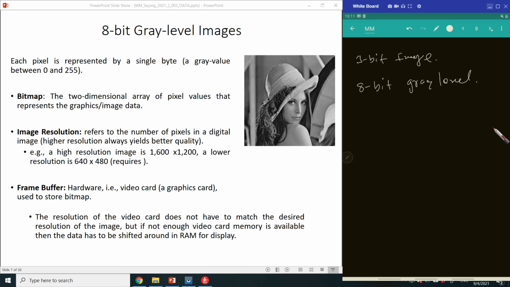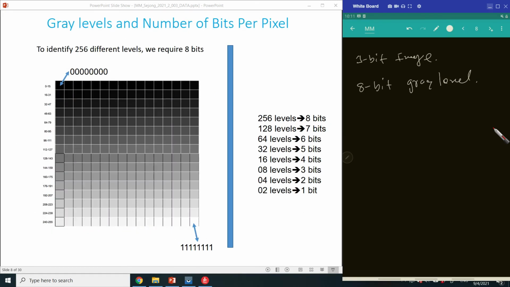So that we understood. But actually it is not necessary that you only have 256 different levels. Depending on your system, depending on your design, you might have maybe 128 different levels. We may not need 256 different levels. In that case you just need 7 bits to store every pixel in the computer. And you might also have 64 levels, so then 6 bits are required. For 32 levels, 5 bits. For 16 levels, 4 bits. For 8 levels, 3 bits.